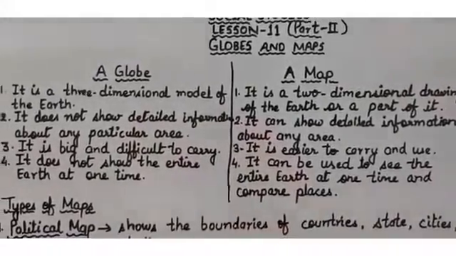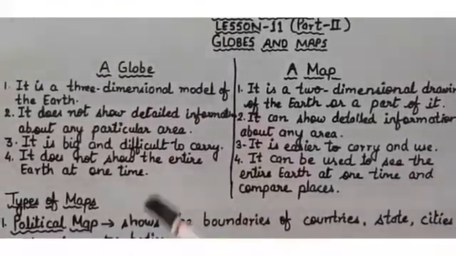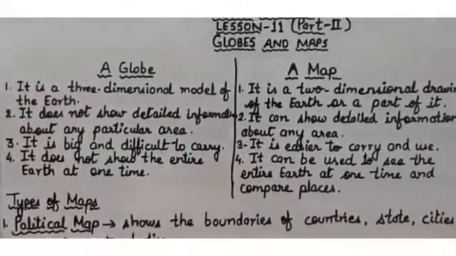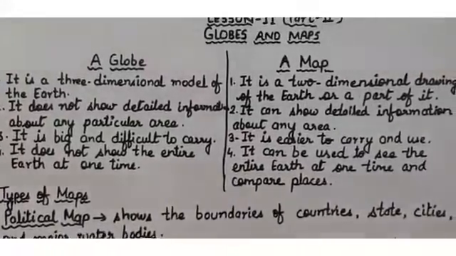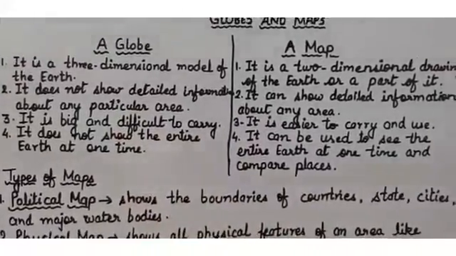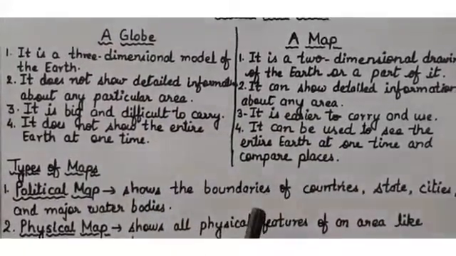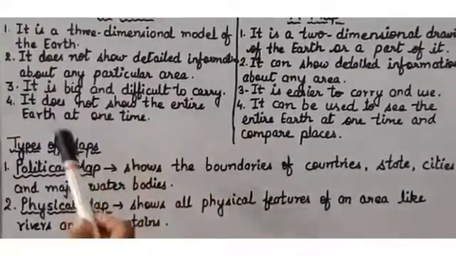Three-dimensional means it has length, breadth, and height. And a map is a two-dimensional drawing of the Earth. Two-dimensional means it is flat. It has only length and breadth. It doesn't have height.